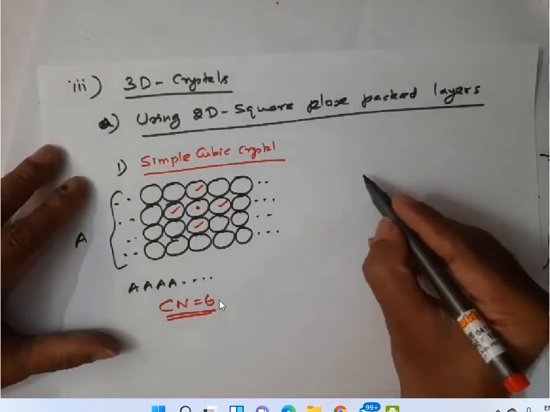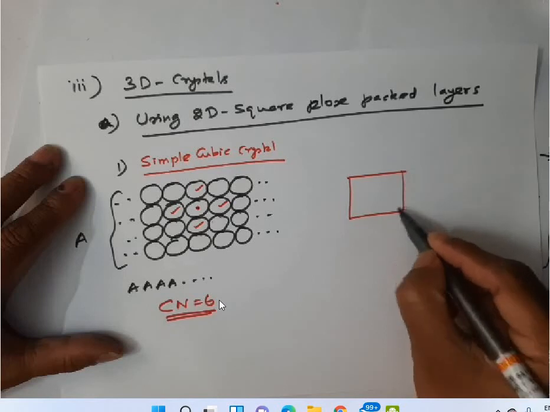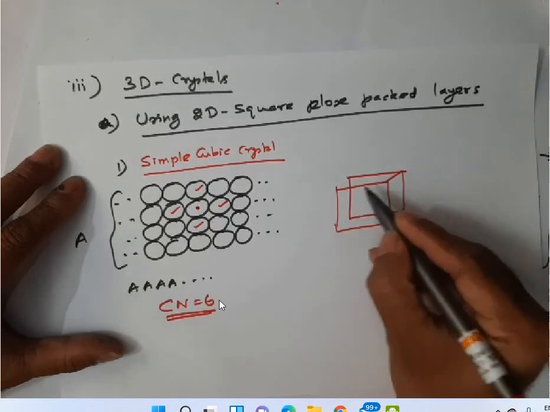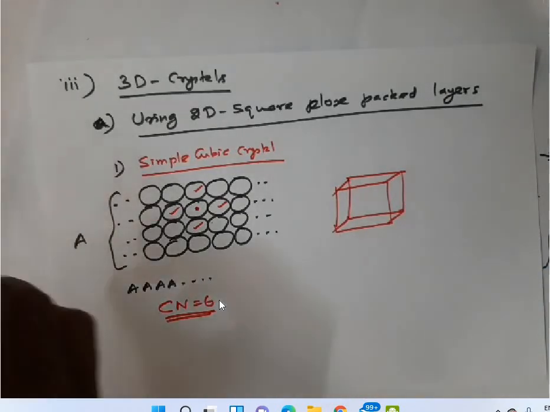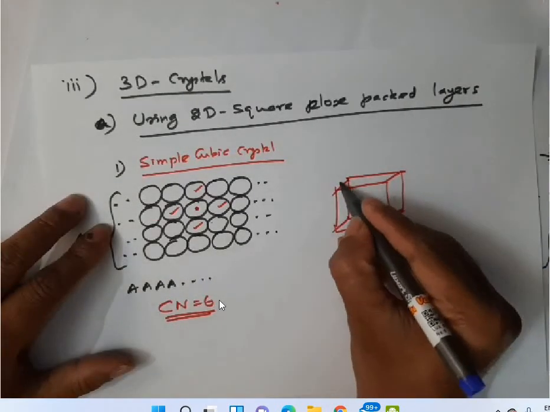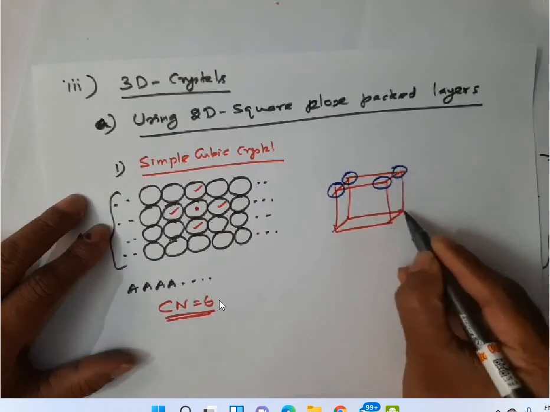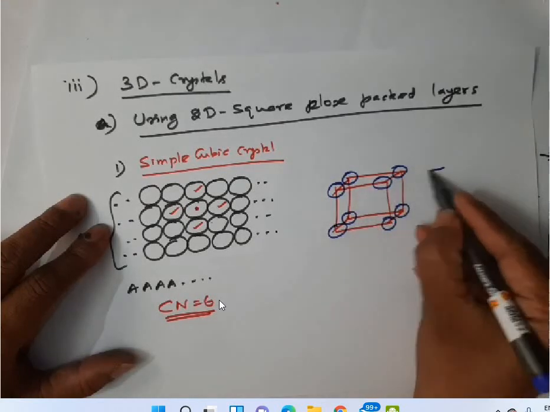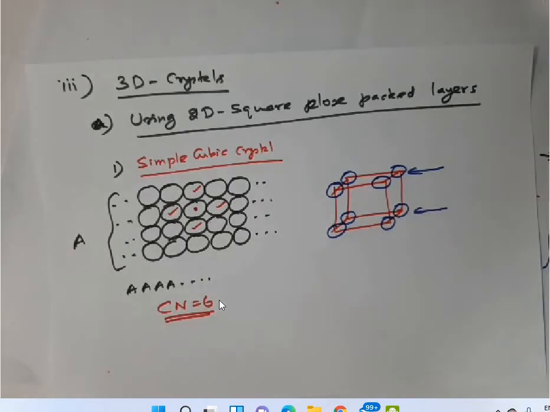Listen, let me just show you here. I'll take a cube, which we discussed already. I'll place atoms at the corners. You know very well, in simple cubic, atoms are present only at the corners. So I have corner atoms. Assume that this is one layer. This is one layer, this is the second layer. Students, are you able to follow?